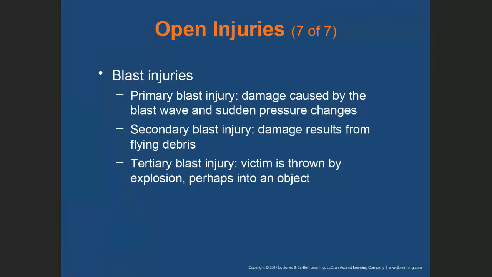Blast injuries. Primary blast injury: damage caused by the blast wave and sudden pressure changes. Secondary blast injury: damage results from flying debris. Tertiary blast injury: the victim is thrown by the explosion, perhaps into an object.